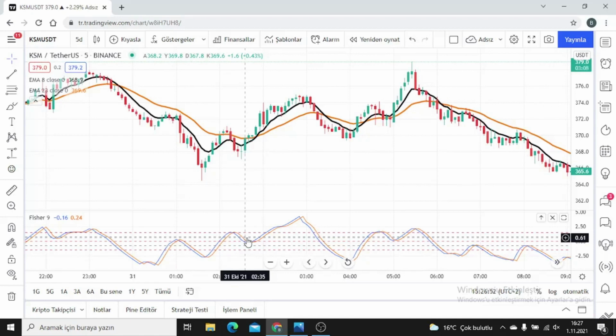In the same way, since the indicator I described is a moving average, you can use this strategy in short positions, in positions where you expect a downward decline. That's all I want to say about this subject.